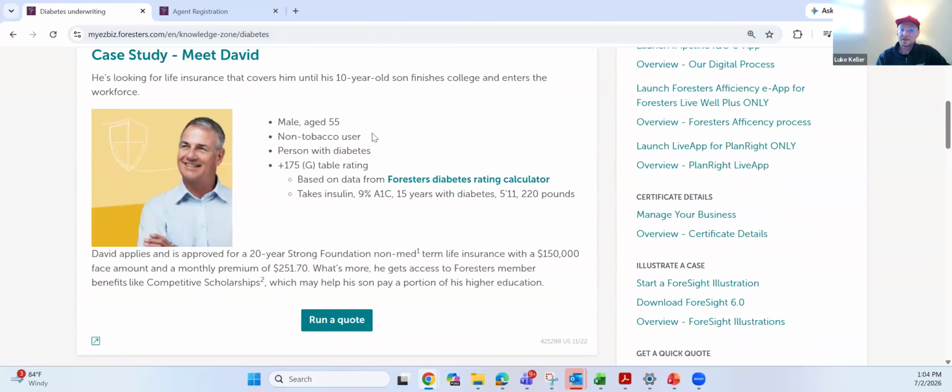Age 55, non-tobacco, has diabetes, right? We love these little case designs. They're just easy to simplify the concept for us. But right here, Forrester's diabetes ratings calculator.